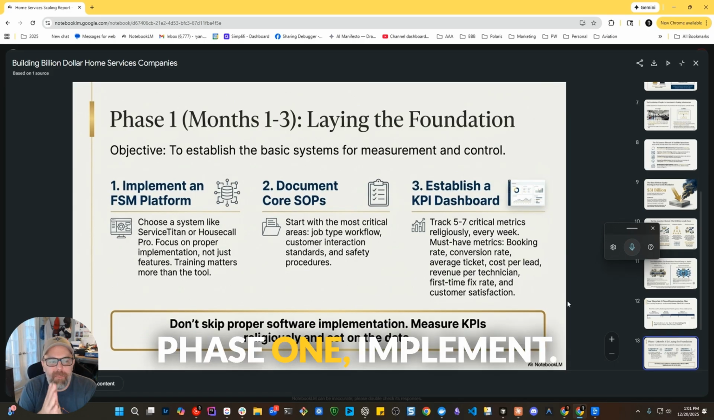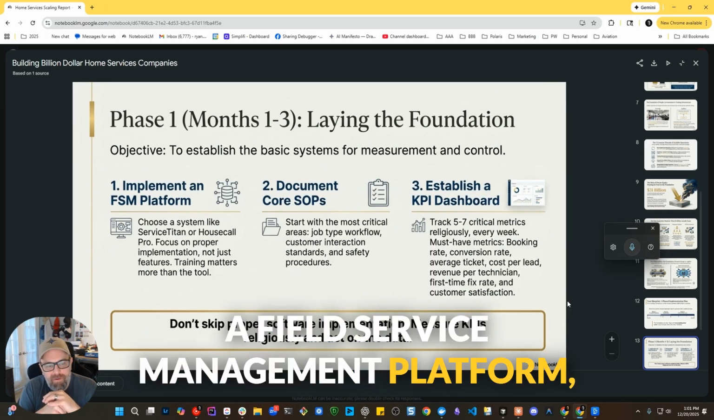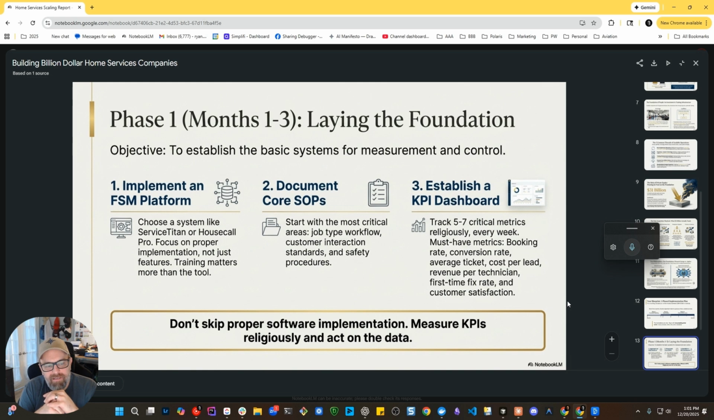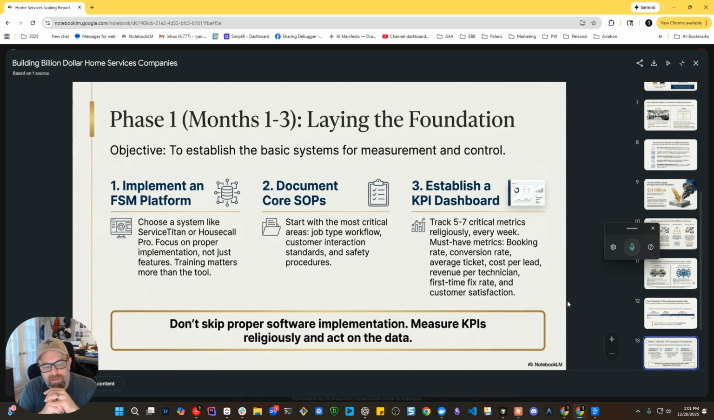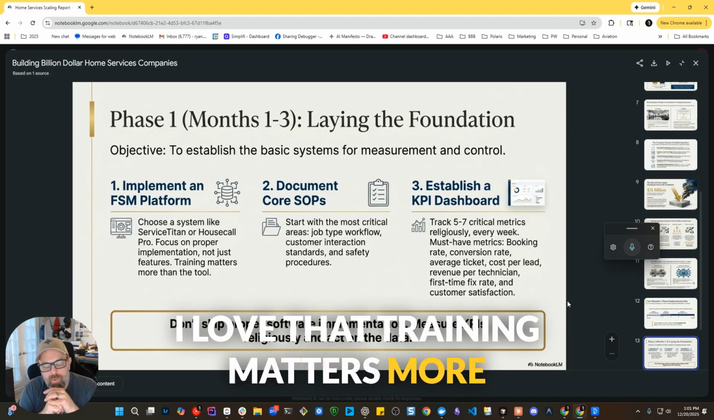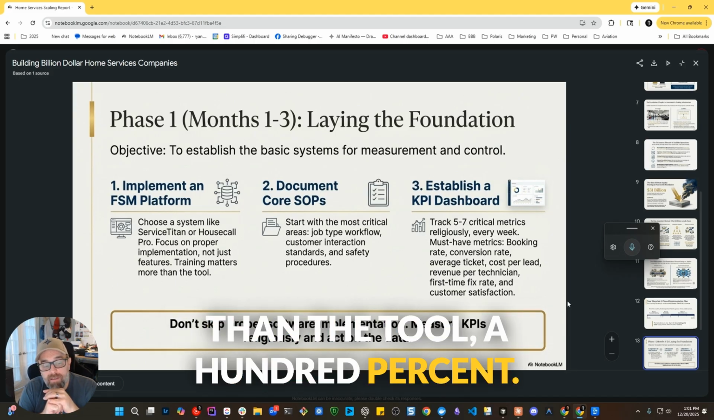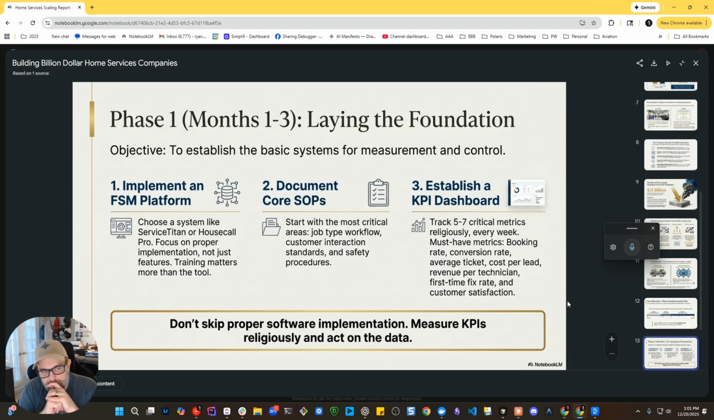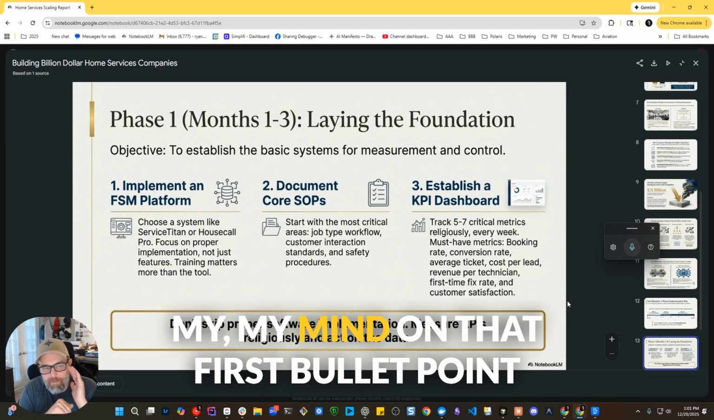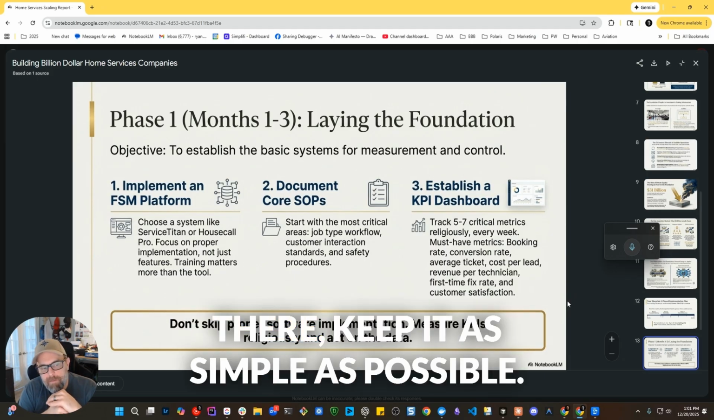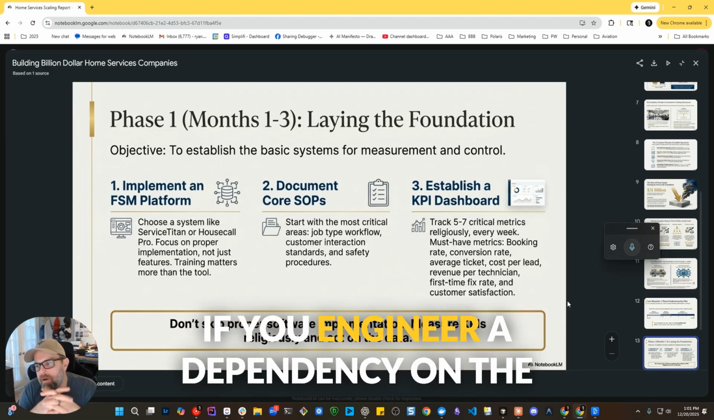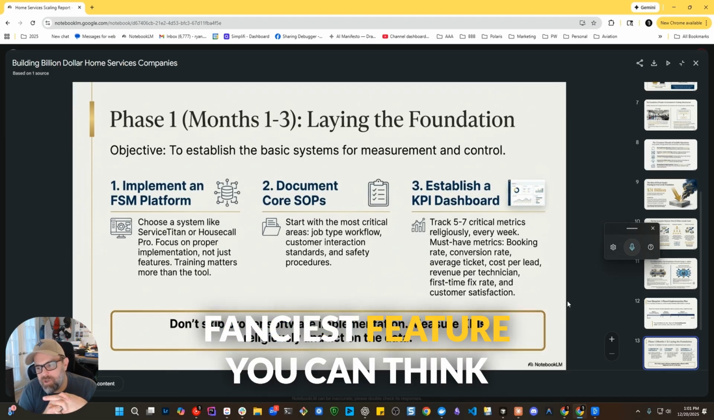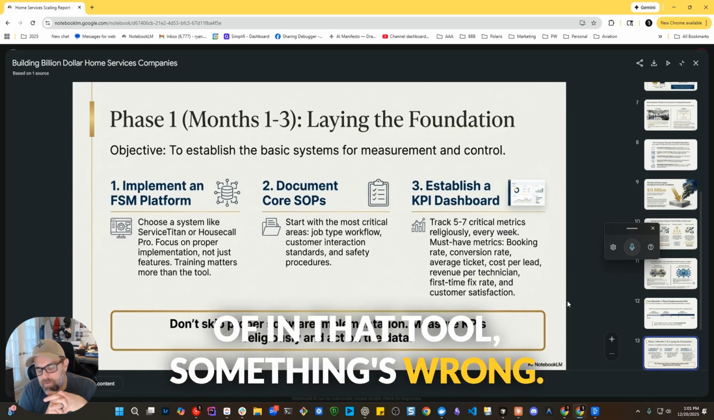All right, phase 1. Implement a field service management platform. Proper implementation, not just features. I love that. Training matters more than the tool. 100%. And keep my mind on that first bullet point there, keep it as simple as possible. I just cannot stress that enough. If you engineer a dependency on the fanciest feature you can think of in that tool, something's wrong.